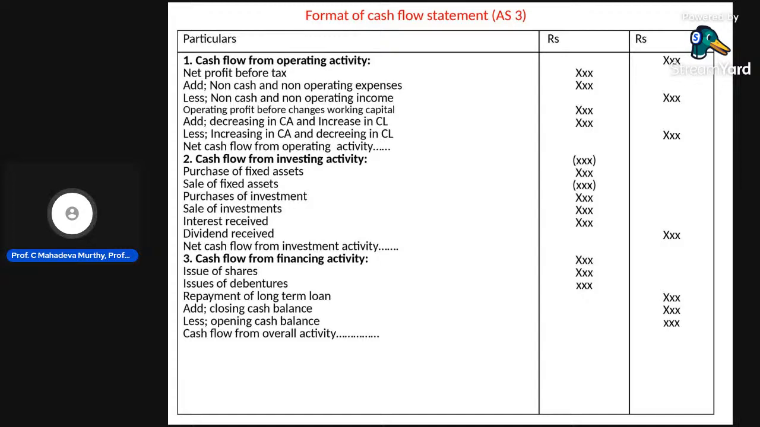Yes, this is the format of the cash flow statement as per AS3. Under that, three categories are there. Cash flow from operating activity, I explained that. Cash flow from investing activity, explained that. Then cash flow from financing activity, I explained that. What are all the probable items that appear in that format of the cash flow statement?